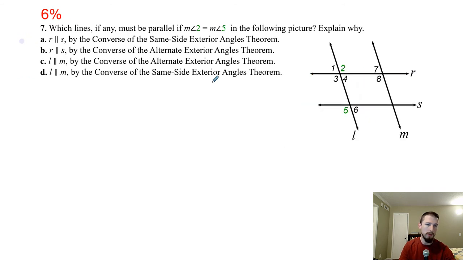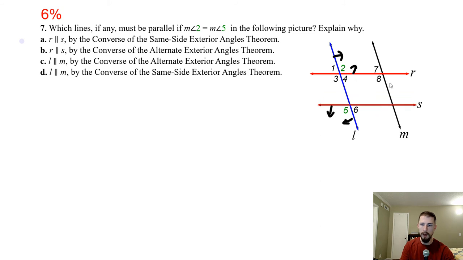All right, number 7, which lines, if any, must be parallel if 2 and 5 are congruent? So 2 and 5 are alternate exterior angles because they're on the alternate sides of the transversal. This one's on the right side, this one's on the left side, and they're both on the exterior of the parallel lines. So you guys seem to be doing really well identifying those, so good job. The next question is which one would be the transversal connecting those two lines? Well, just like last time, it's going to be L. So which two would have to be parallel? That would be R and S.